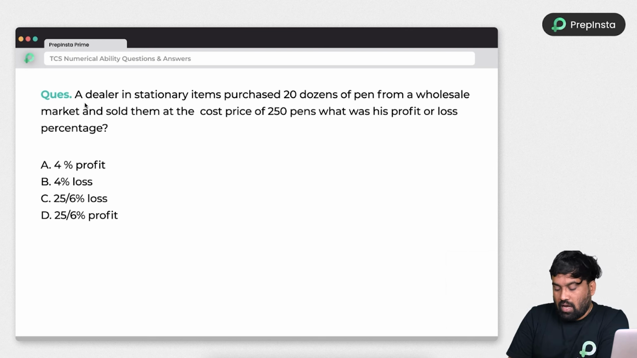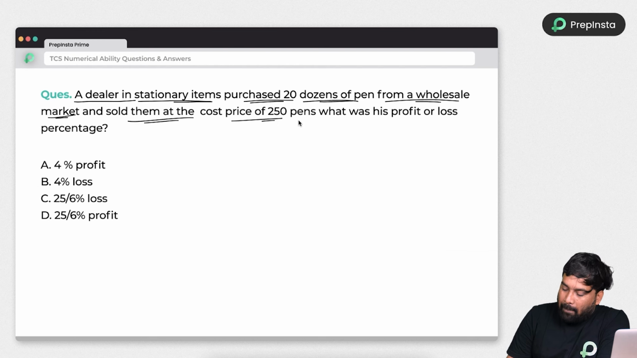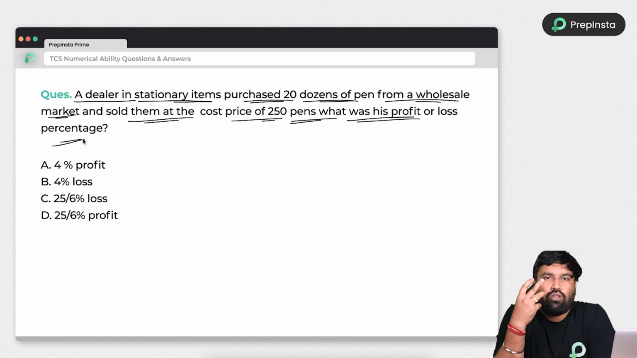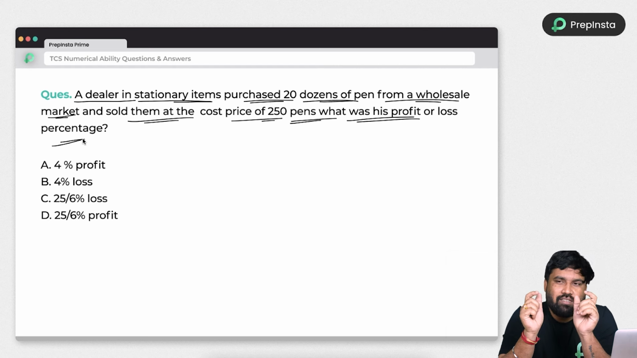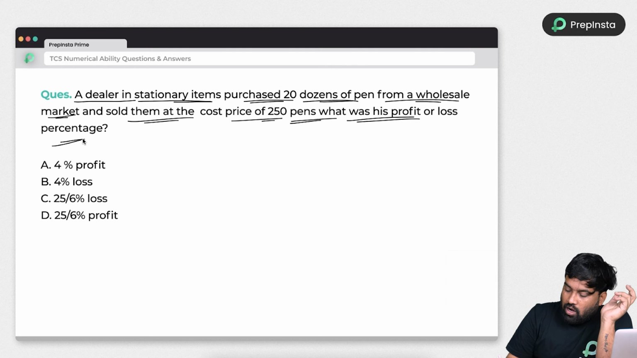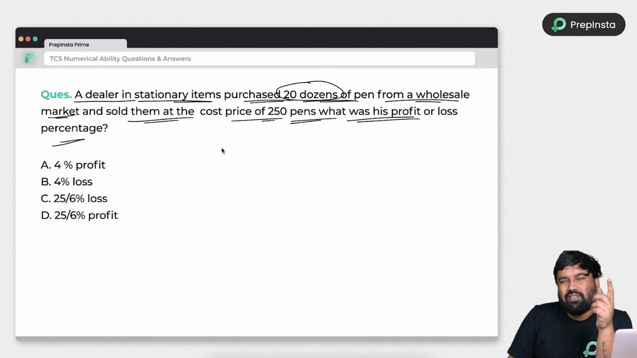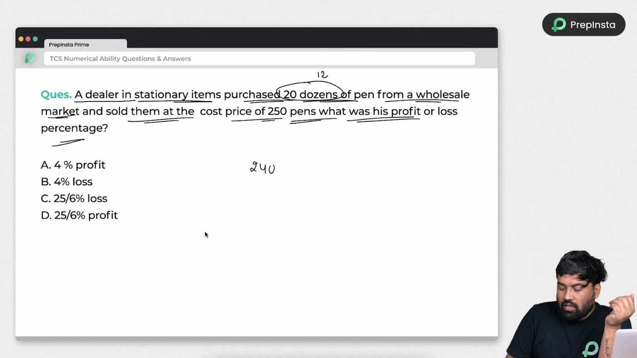So here is the first question. A dealer in stationery items purchased 20 dozens of pens from the wholesale market and sold them at the cost of 250 pence. What is his profit or loss percentage? First you need to think about whether he will get a loss or a profit. Whoever understands the profit and loss concept can easily do this problem. Just look here: 20 dozens, where a dozen means 12, so 20 into 12 is 240 pence. So he purchased 240 pence.